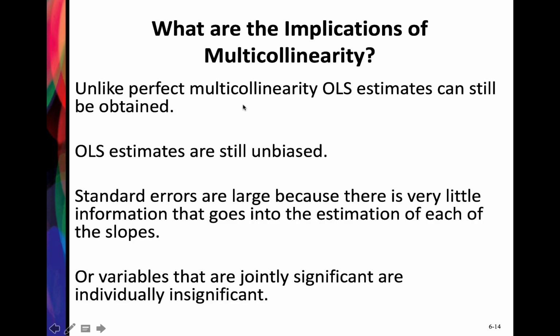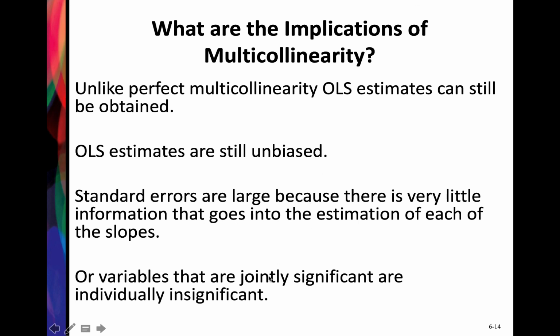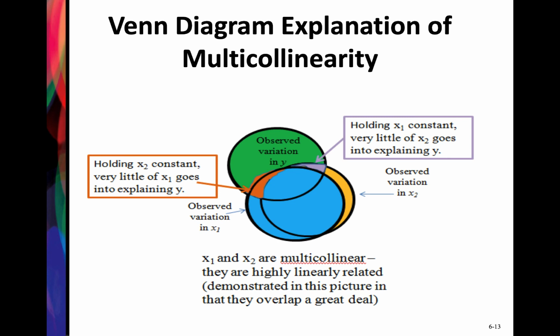What are the implications of multicollinearity? Unlike perfect multicollinearity, our X prime X matrix is still invertible, so we can still get OLS estimates. OLS estimates are still unbiased if we have multicollinearity. The problem is that standard errors can become large, again, because there's just not that much information going in to getting this beta 1 hat and this beta 2 hat. And secondly, and why it pertains to this joint F test of testing a subset of independent random variables, is that variables can be jointly significant but individually insignificant because, again, not that much information goes in there.